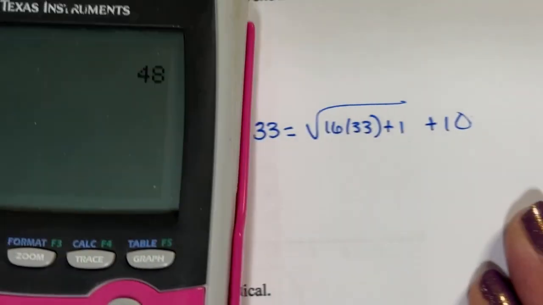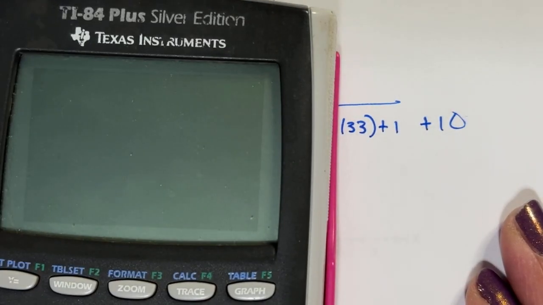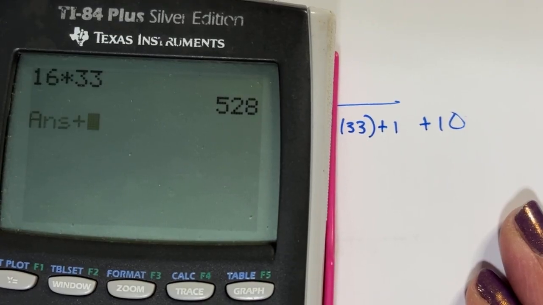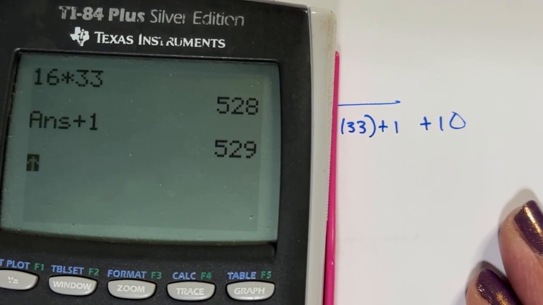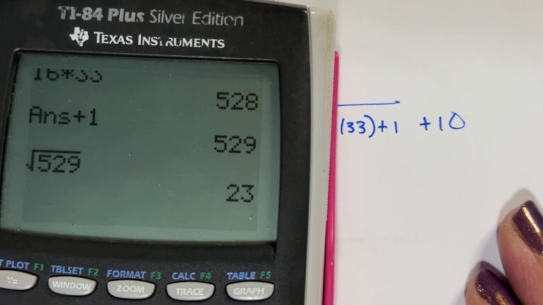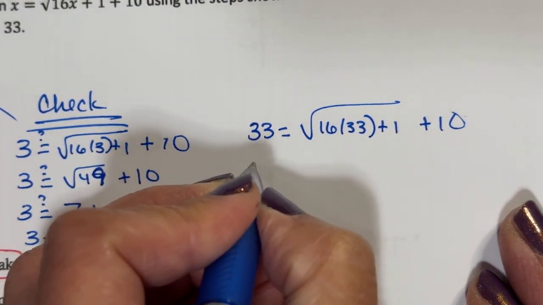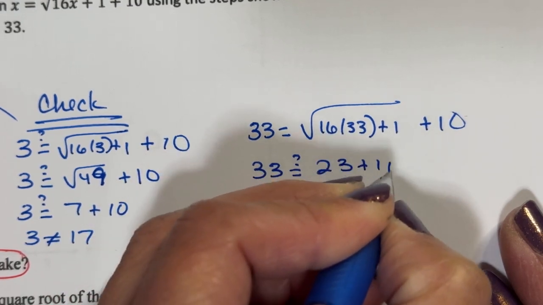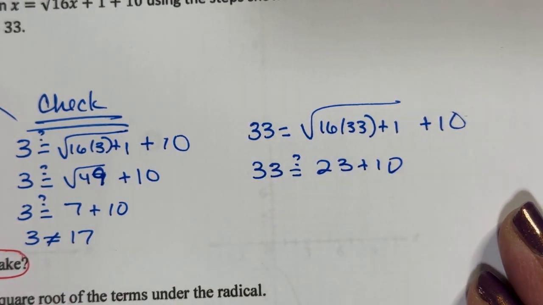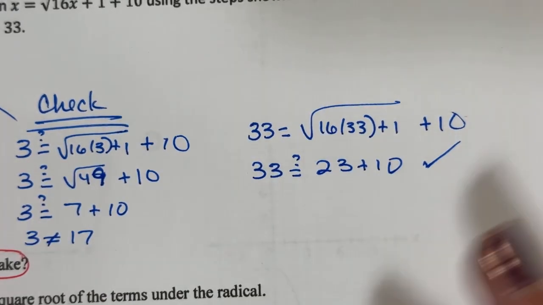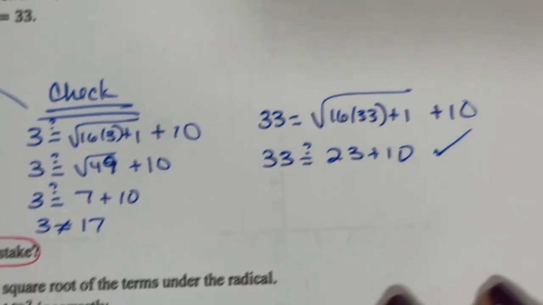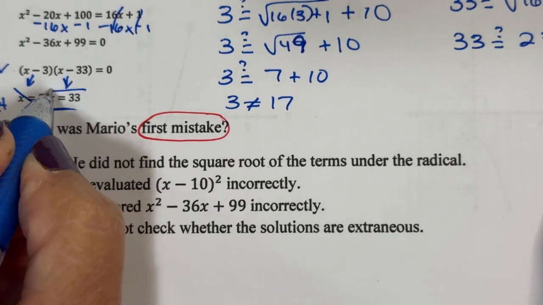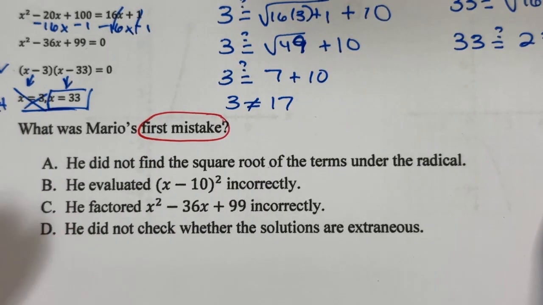And let's test this out. So let's see, 16 times 33 this time. Well, that's 528 plus 1 is 529. Is that a perfect square? Yeah, it is. It's 23. So 33, is that going to equal 23 plus 10? Yeah, 23 plus 10 is 33. It checks out. So x equals 33 is the only solution. So it wasn't both of them. It was just x equals 33.